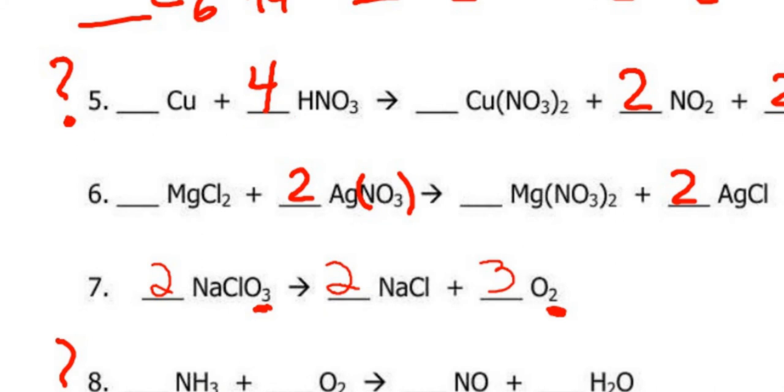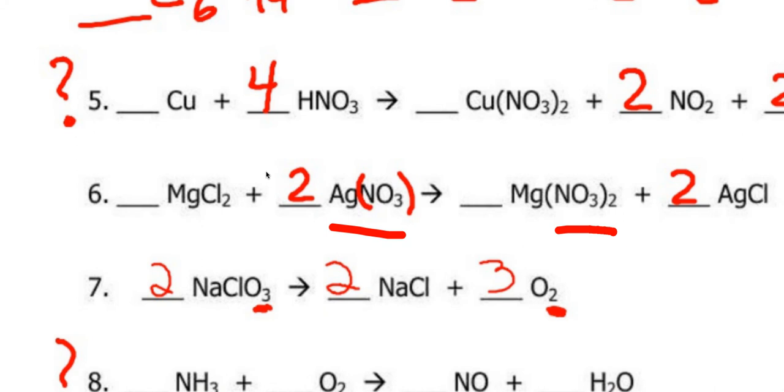Eventually I settled on a 4 to 2 ratio, and 4 to 2 is the same as 2 to 1. Once I found the 4 to 2 ratio in there, I was able to fix the nitrogen. Number 6 has one key thing we're going to see a lot.